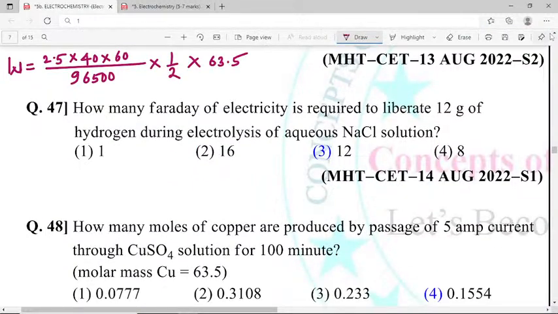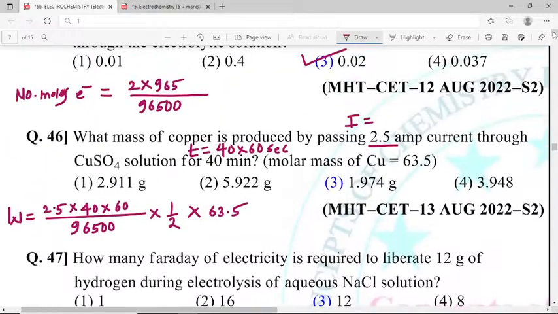How many Faradays? So what is your answer? Answer is 1.974 gram.